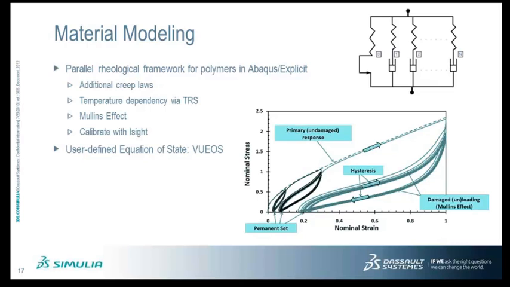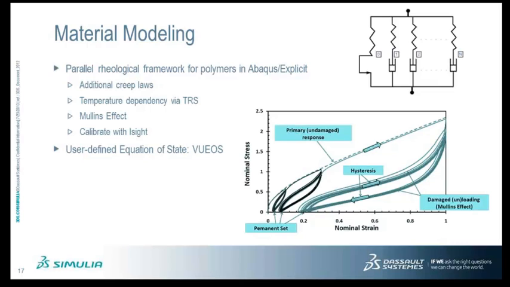This model also now supports the Mullins effect, which is a type of damage. This was put into Abaqus Standard in the last release, and now is also available in Abaqus Explicit. The target for these types of material models is shown in the test data in the lower right-hand corner, which shows the typical types of behaviors you see for large deformation of polymers.